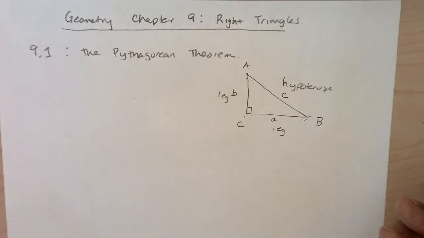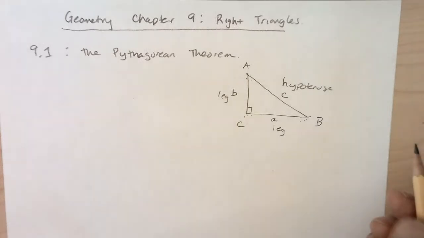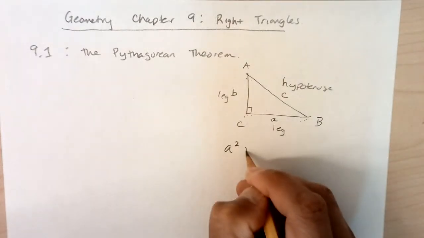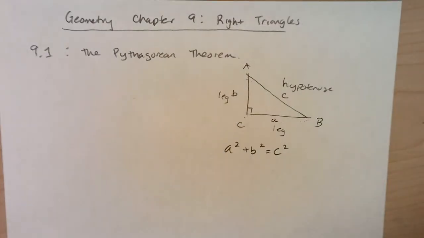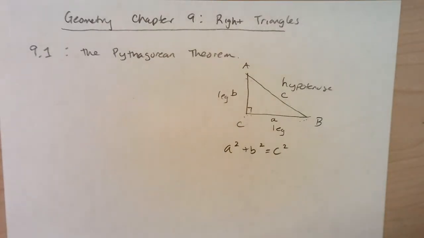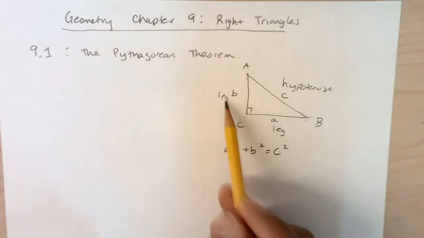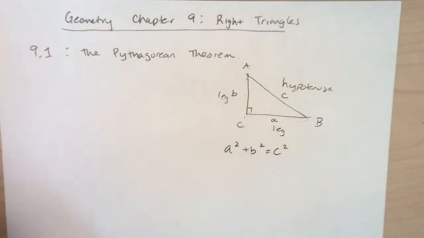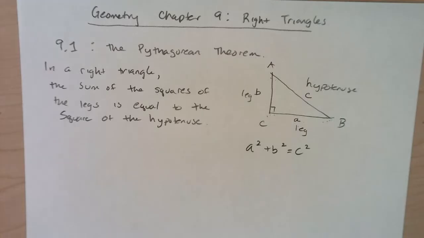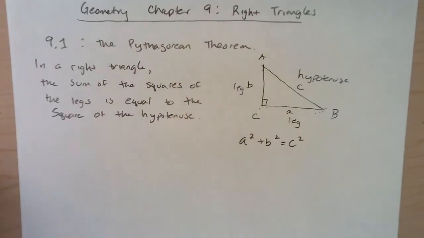And then the Pythagorean theorem, you probably already know it, and you probably remember it as a squared plus b squared is equal to c squared. That's fine if you remember it like that. But really what the Pythagorean theorem states is the sum of the squares of the legs of a right triangle is equal to the hypotenuse squared. So there's the Pythagorean theorem written out in words.